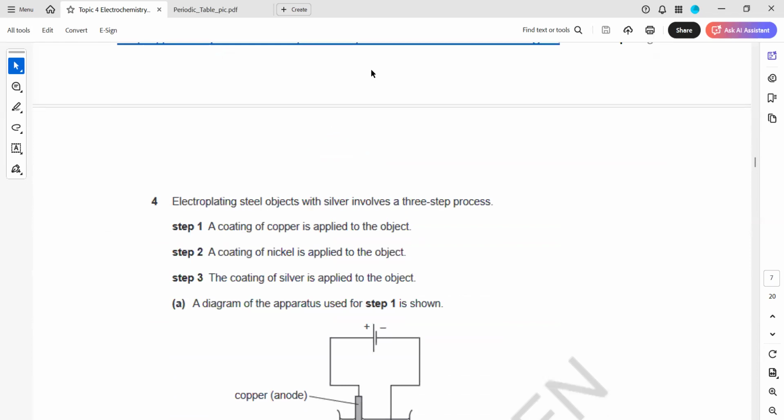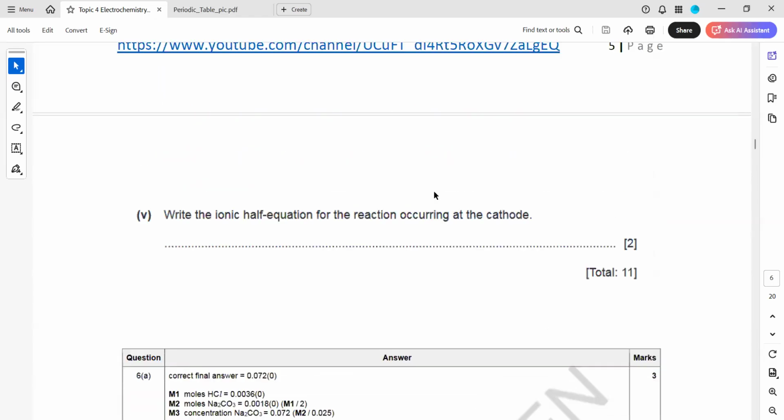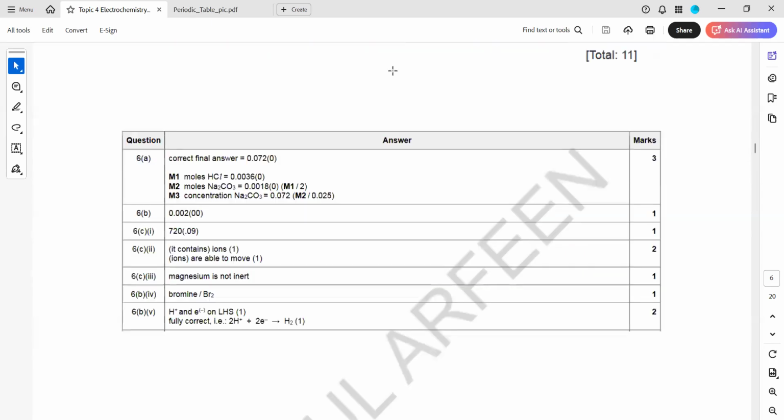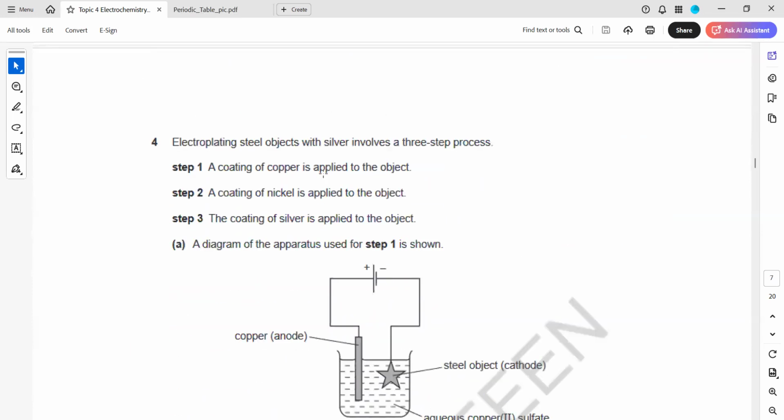What do you mean by ionic half equation? Ionic half equation means when we say the equation at the anode and the equation at the cathode, these equations are called ionic half equations, because there's a separate equation for the anode and a separate equation for the cathode. So we call them ionic half equations. The full equation you will learn in preparation of salts.